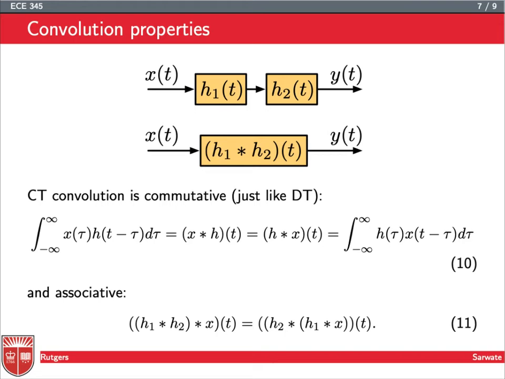The other important fact, of course, is that it's associative. So for example, I could take x and apply h1 to it, and then apply h2 to it, and that's equivalent to first convolving h1 and h2, and then applying that total system to the signal x. The point is, you get the same output. So that's the associative property.